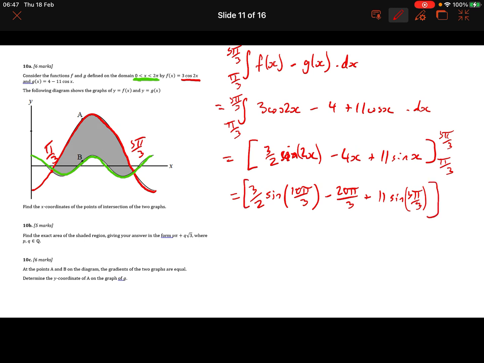Then we've got to take away with the pi over 3. So we're going to get 3 over 2 times sine of 2 pi over 3 minus 4 pi over 3 plus 11 sine of pi over 3. Okay, just need a bit of space here. So just going over here, let's look at some of the values we need.